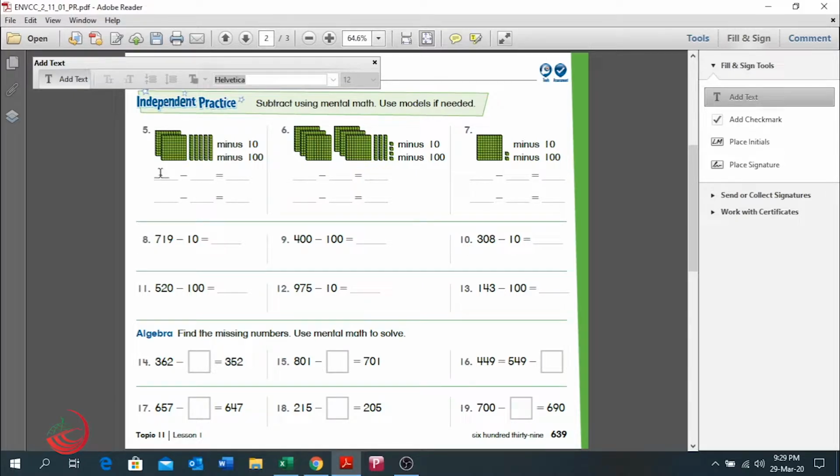Okay, so this is homework. 5, 6, 7 is homework. You're gonna count the blocks. Minus 10, minus 100. 8, 9, 10, 11, 12, 13 is also homework. Here, so you have homework here. Like that. I'm gonna do 14, 15, 16 with you guys. 17, 18, 19 is homework.